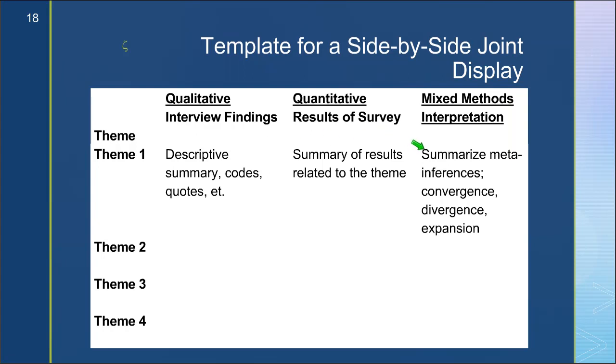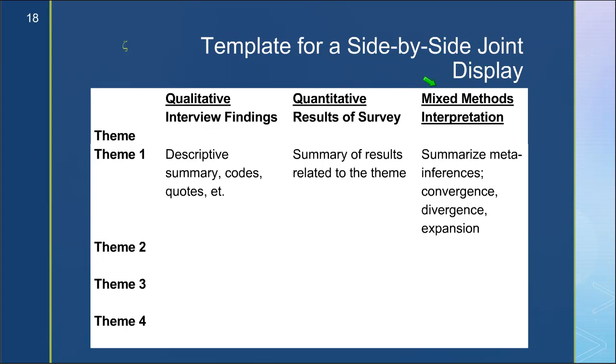And then in the interpretation, and this is what's really important, this is where we're discussing what we learn by integrating. So we might summarize things like meta inferences, whether our quantitative and qualitative converged, agreed with one another, or disagreed with one another, or this idea of expansion. And expansion might be that we've simply learned more fine-grained details by including a qualitative component that we didn't have in our existing measures. This column right here, though, in my opinion, is very important.